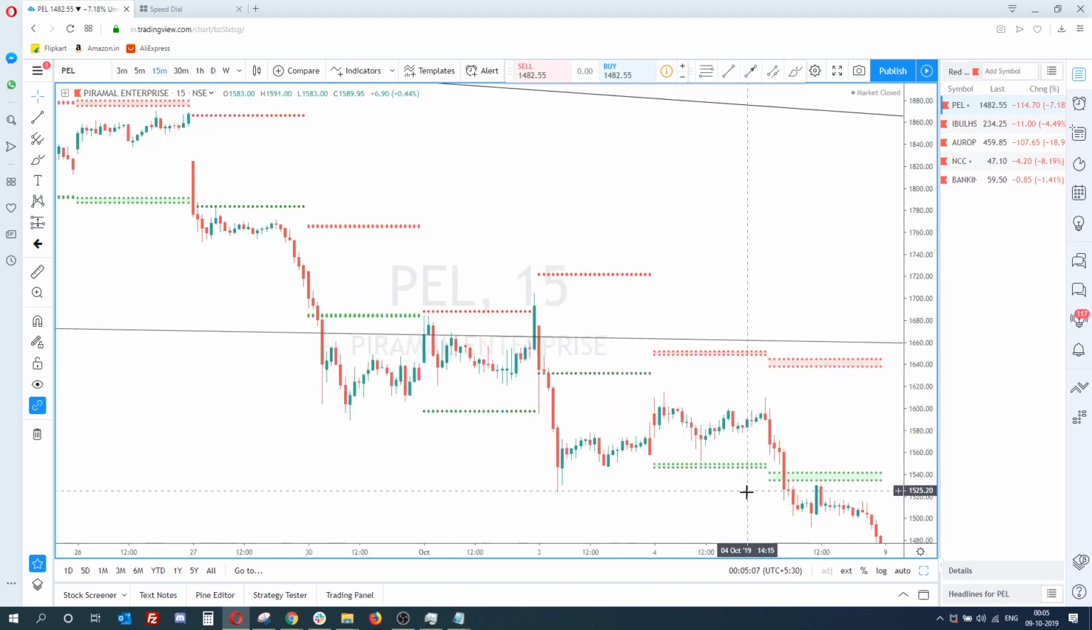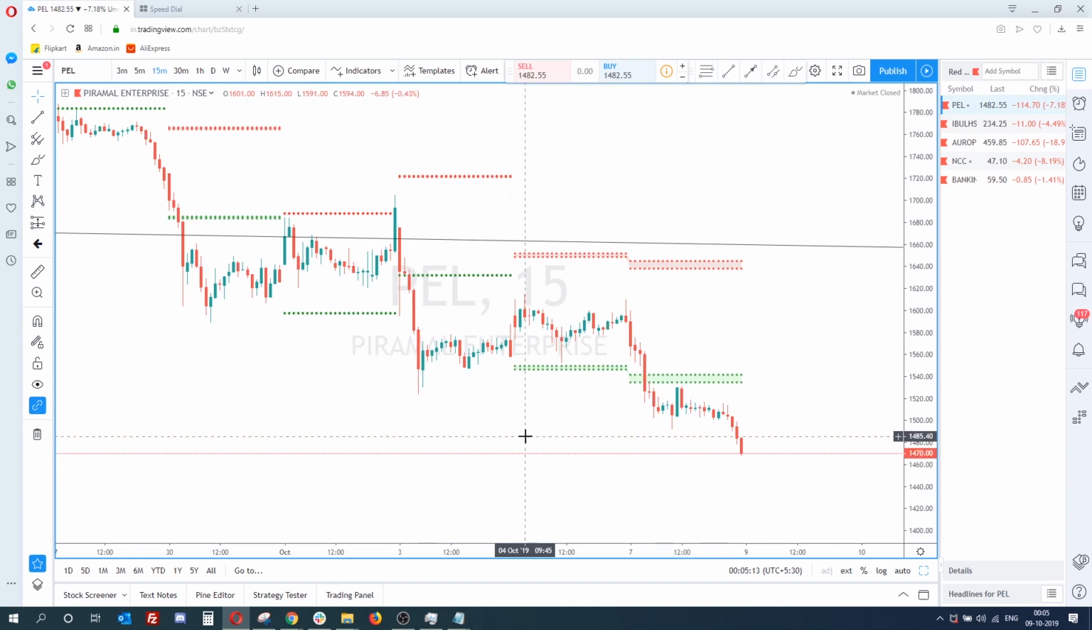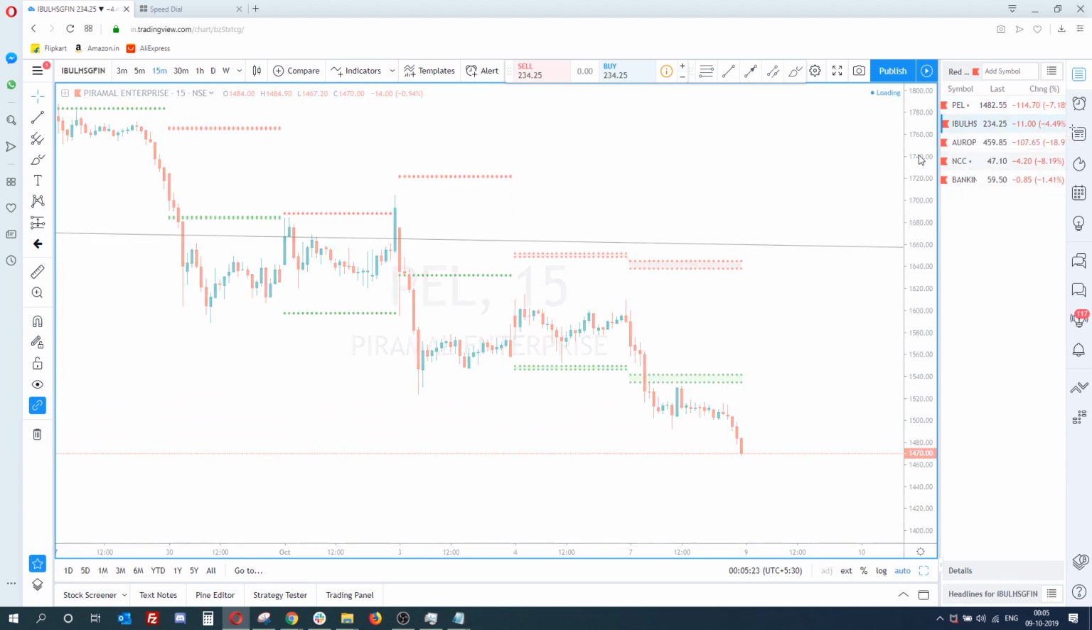So yeah, I don't know how the next day is going to play out, assuming that it continues like this, or the indicator will say if I have to take a trade or not. Okay, let me just go ahead and explain how to trade iBull.